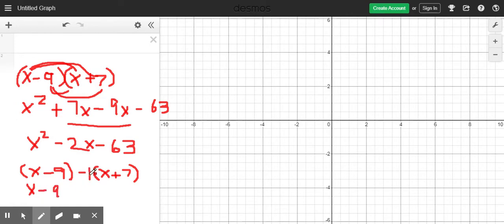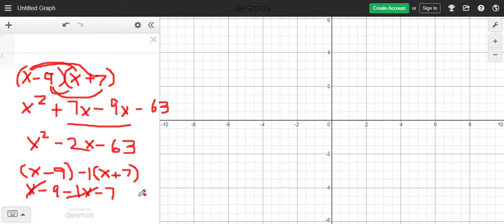And since it's a minus, we'll distribute negative 1 here. Negative 1 times x would be minus 1x. And negative 1 times 7 would be minus 7. Then collecting like terms, the x minus the x would go to 0. So we can cancel those out. And negative 9 minus 7 would give us a negative 16 as our total.